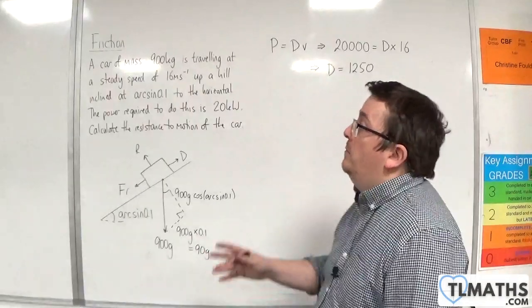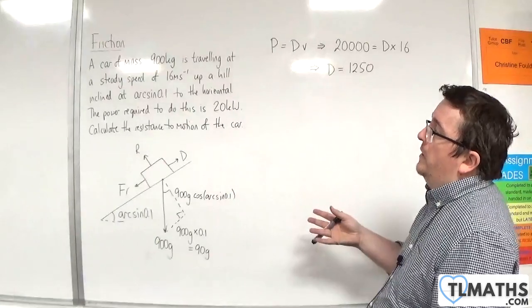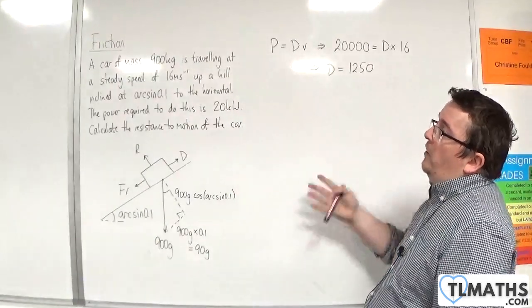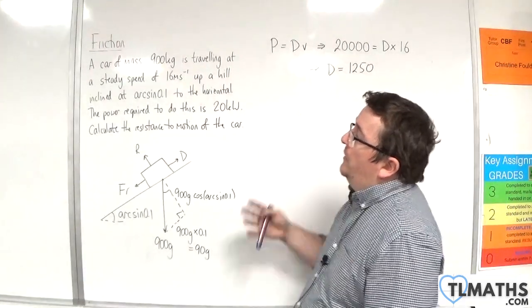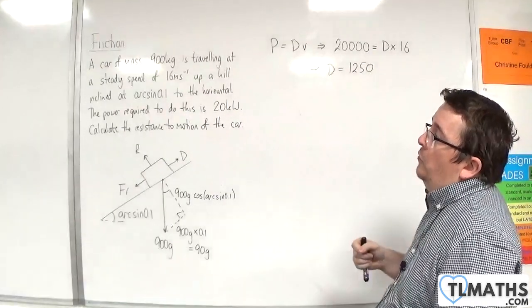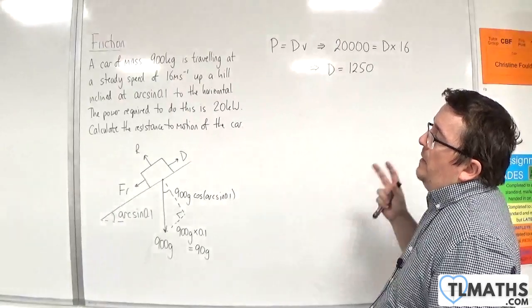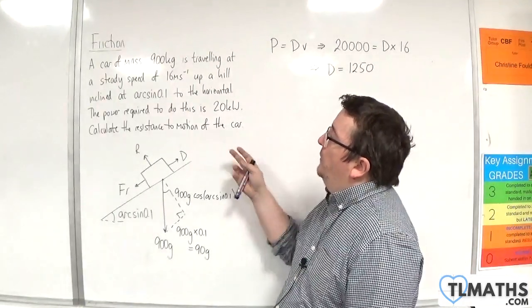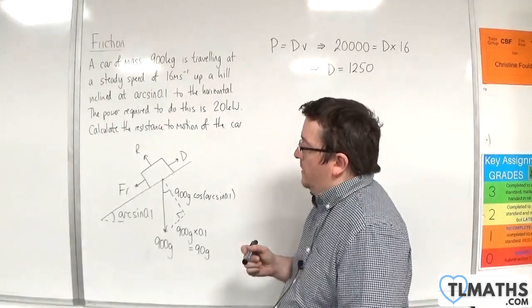So in this video, I'm going to go through an alternative method for this question, where we have this car of mass 900 kilos travelling at a steady speed of 16 meters per second up a hill, inclined at arcsine 0.1 to the horizontal. The power required to do this is 20 kilowatts. Calculate the resistance to motion of the car.